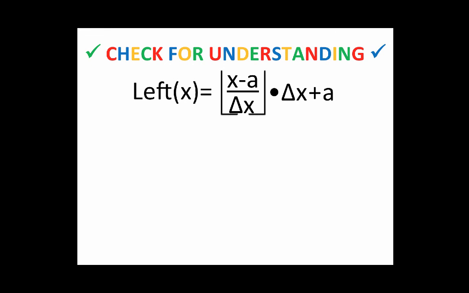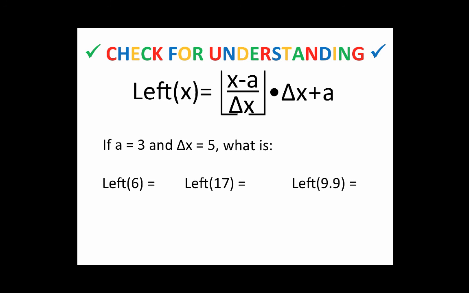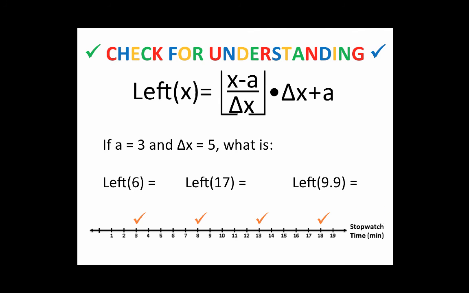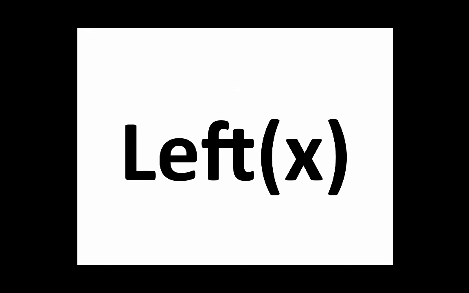Finally, let's check that our formula for left of x works. In our original example, Bob waited 3 minutes and then checked the velocity every 5 minutes. Calculate the following values of left of x using our formula. Now compare your answers. They should be the same answers that we got using the number line. Our left of x formula is now ready to be used. Left of x.